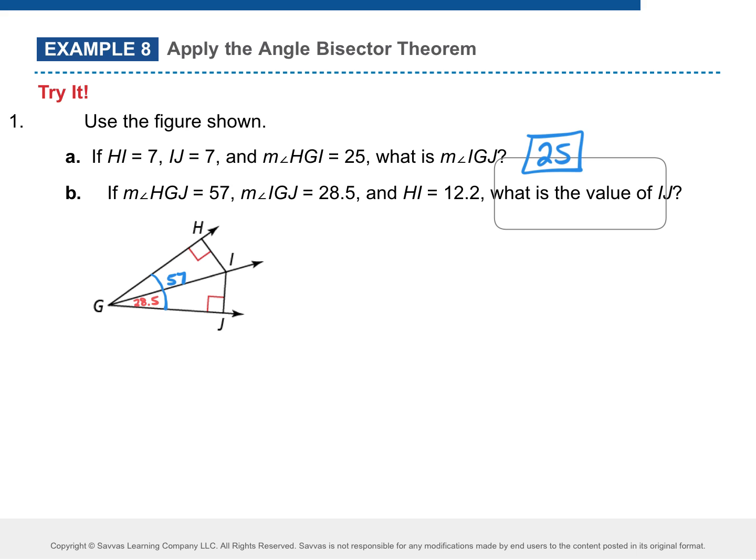And then it gives you HI is 12.2. It wants us to find IJ. Ideas? They're congruent. How? Because this just says 57, this says 28.5. We want to prove that, right? So in order to find this here, we can take 57 divided by 2, which is 28.5. So did we just prove that these are equal? Yes. So then what can we assume about the lines here? They're congruent, so IJ has to equal 12.2.